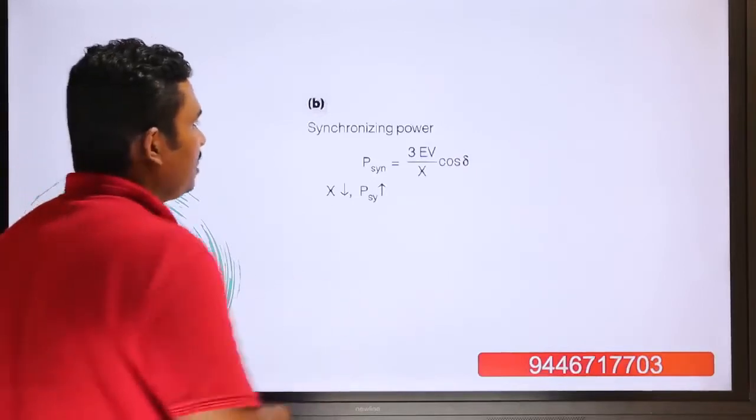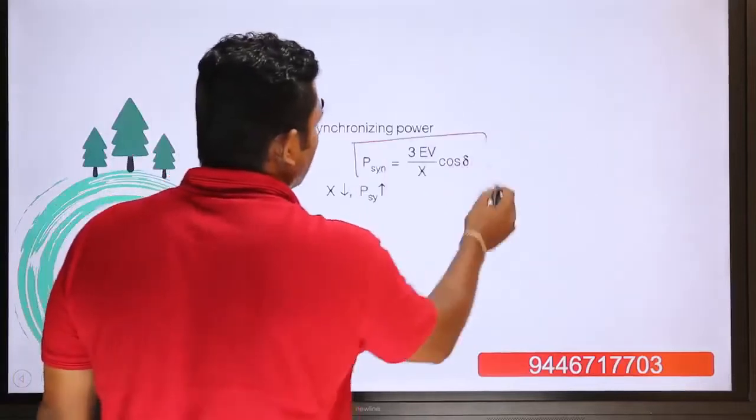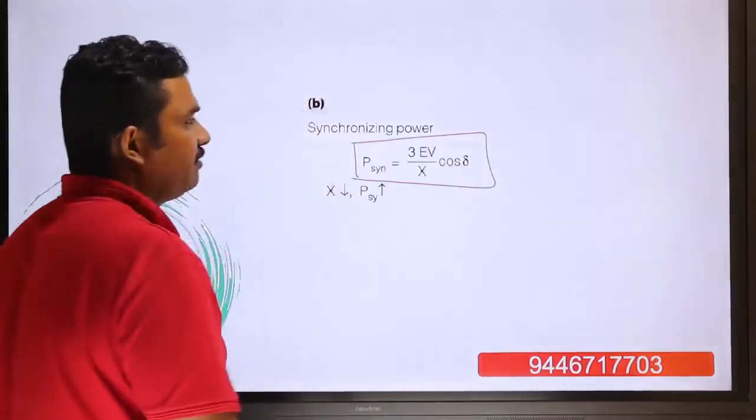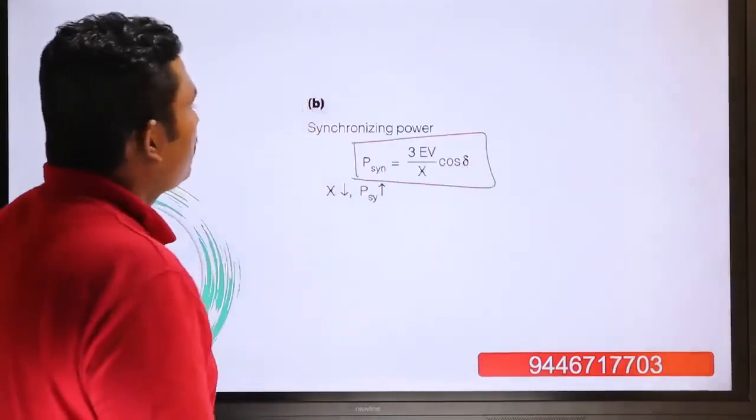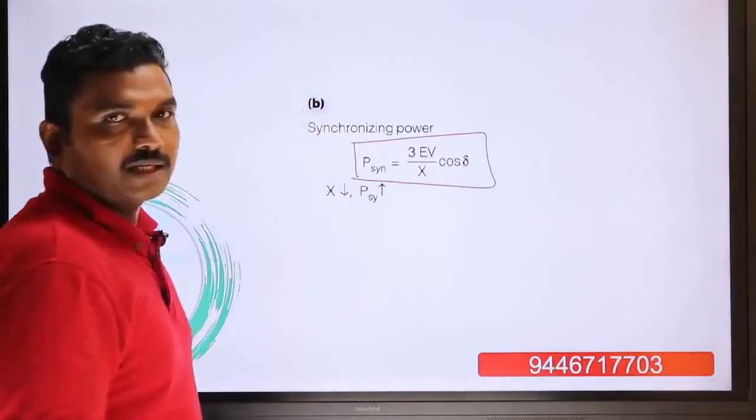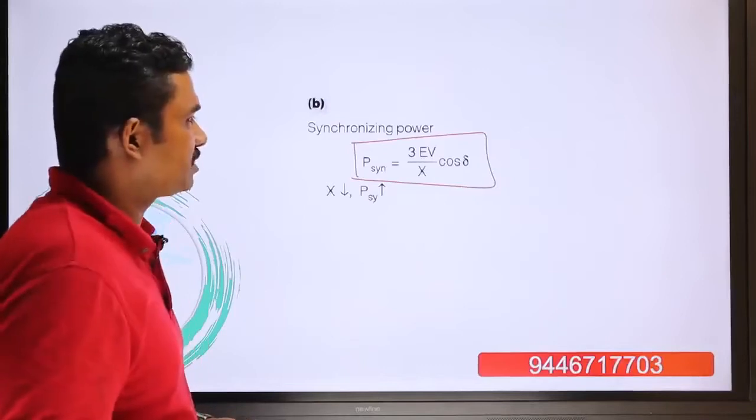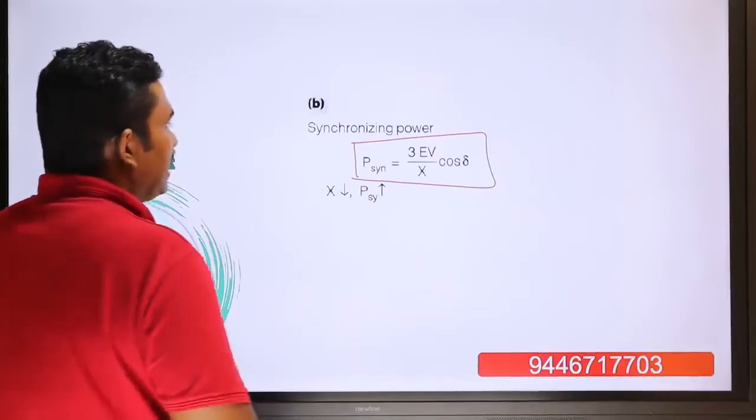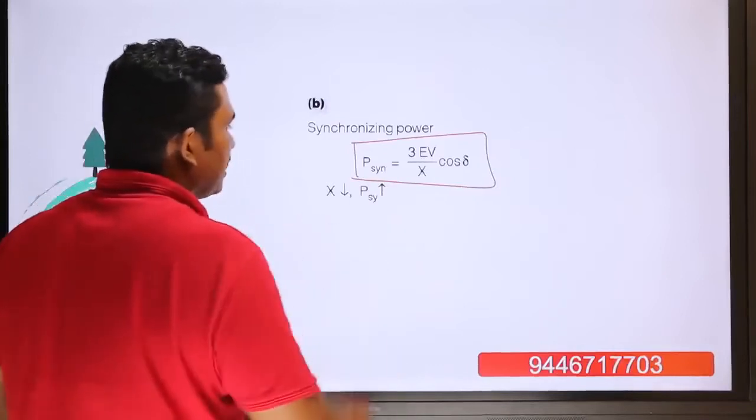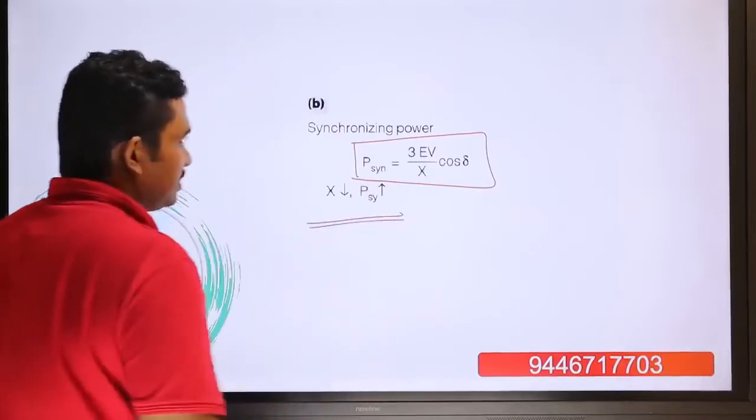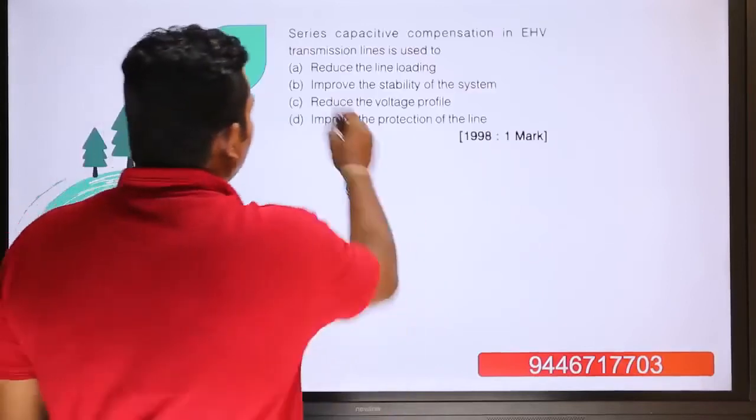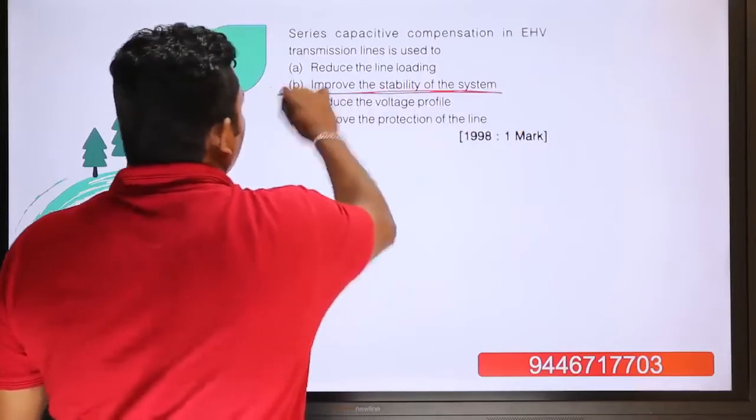So here you can see what our synchronizing power equation is. It is mod E mod V divided by X cos delta. If it is a 3-phase system, then the synchronizing power is equal to 3 times mod E mod V divided by X into cos delta. So you can see as the value of X decreases, the synchronizing power increases. So what will be our option? We will improve the stability of the system.